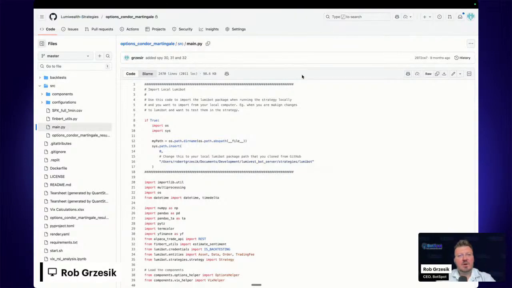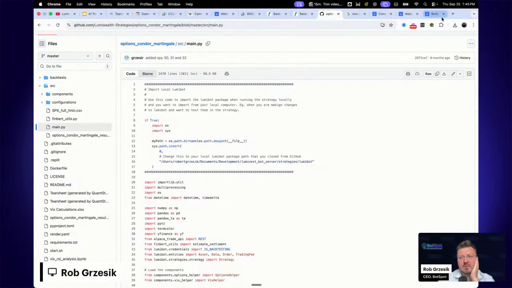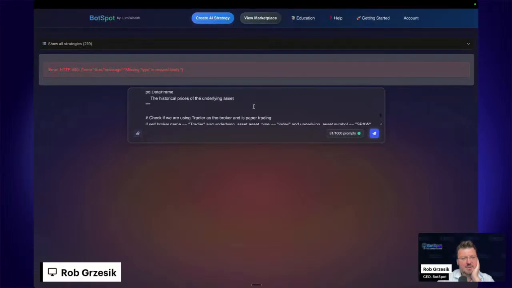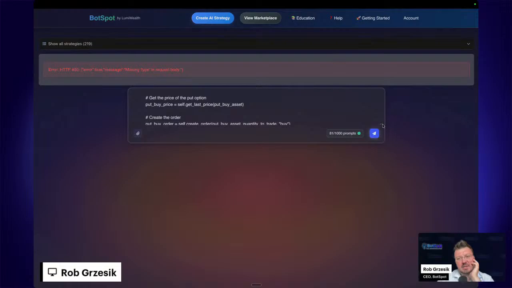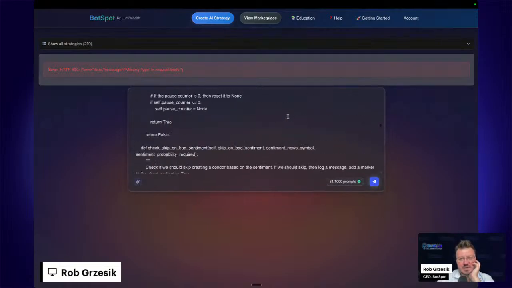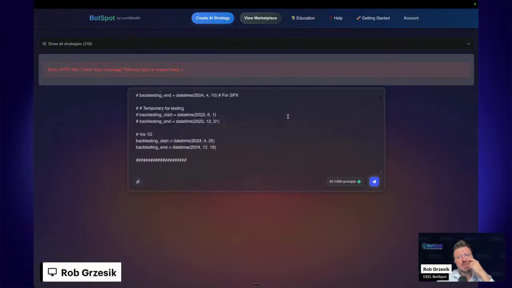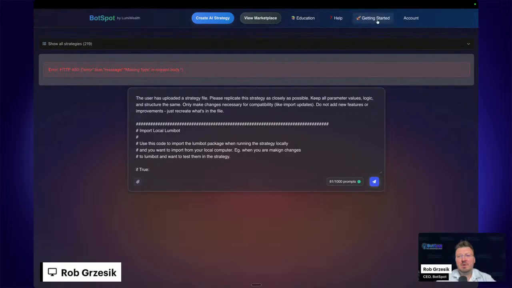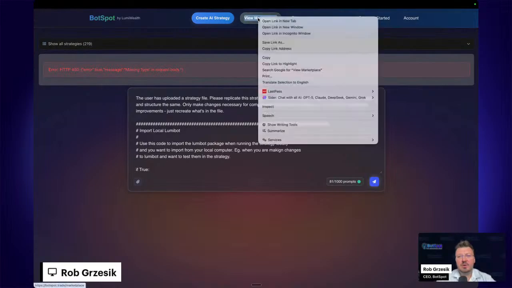All right, we have our Condor Martingale trading strategy. It's a little annoying that I can't actually use the AI right now. Wish I could show you guys this. This is actually a very cool feature, being able to convert an existing strategy. It might also be just because it's too long, right? So let's go into our marketplace.